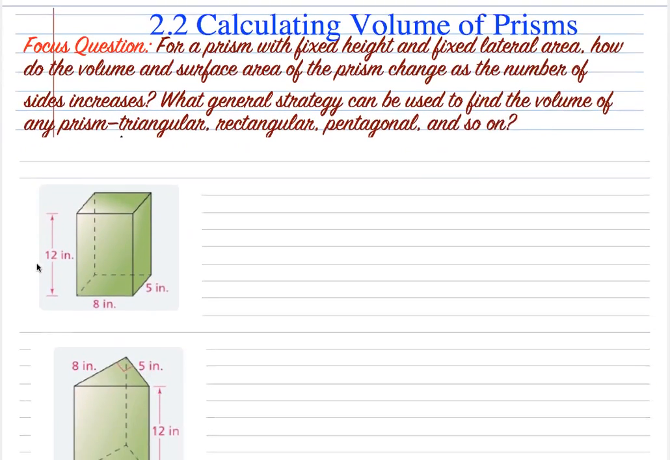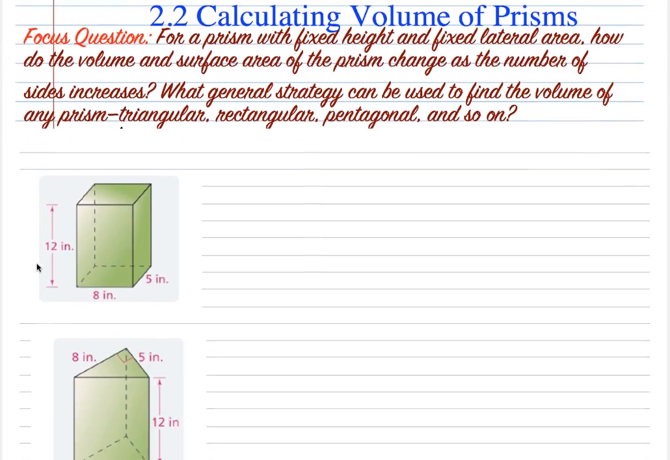Okay, so 2.2, calculating the volume of prisms. Now, the volume prism says, for a prism with a fixed height and lateral surface area, how do the volume and surface area of the prism change as the number of sides increase? We did that part, so you don't need to copy that part down again. The part that I am concerned about is this section here.